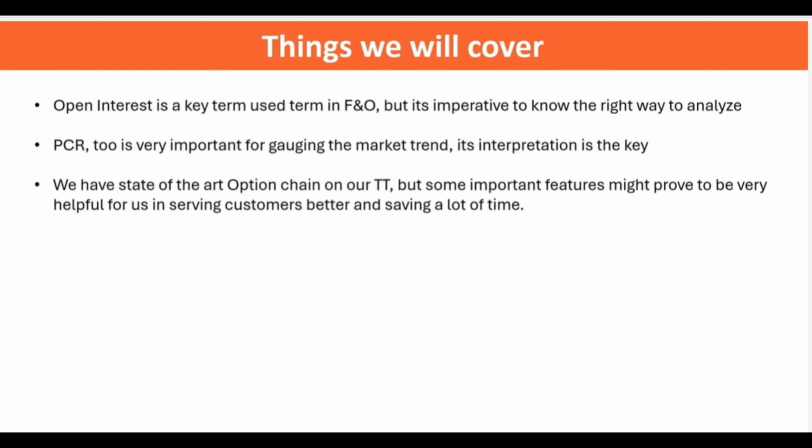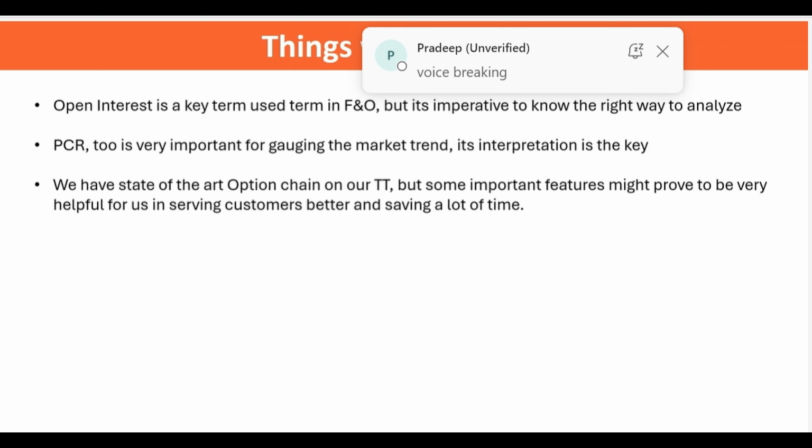Okay, then in order to save time when you are placing orders, because options are very volatile and you might miss out on the price, and there will be a lot of slippage between what you want to trade and what you actually traded. To save that time, how the Sharekhan Trade Tiger option tree will help you, we will discuss that.